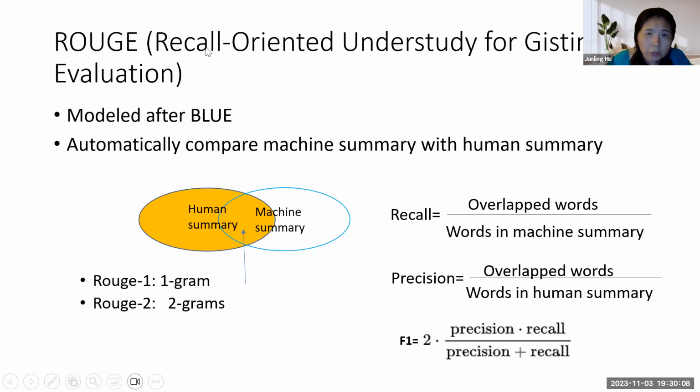So ROUGE is a formula used in information retrieval in the older days, or for text summarization. So if you want a machine to generate a summary about a document, the human also wrote a summary and the machine wrote a summary. How good is the machine's summary? We don't know, right?